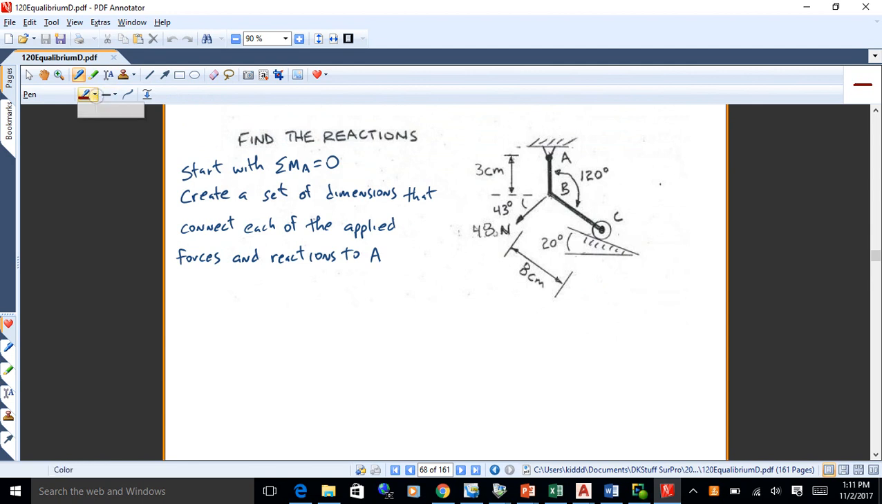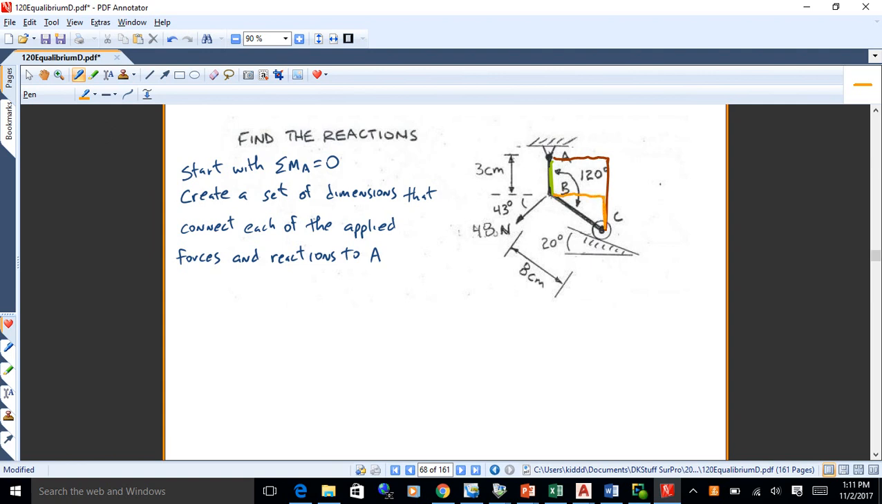Because I know I'm going to take moments about A. So what I want here is I want a set of dimensions that go from A to each of these forces. So I want that dimension, and that's quite easy. That's 3 centimeters. But then I want another set of dimensions, okay? And what I want is I want dimensions in the X and Y directions from A to C. So that's going to involve doing a little bit of trigonometry here on that angled arm, like so.